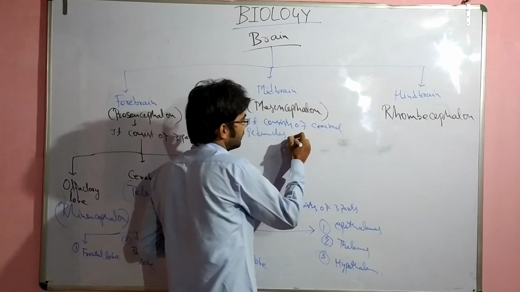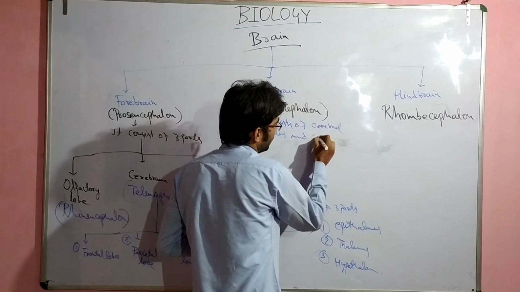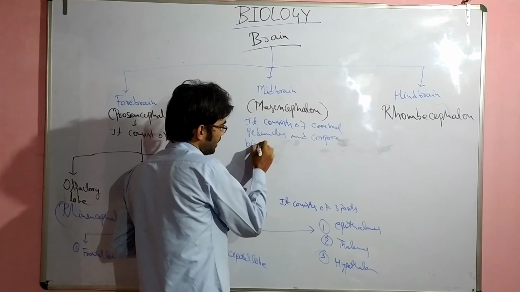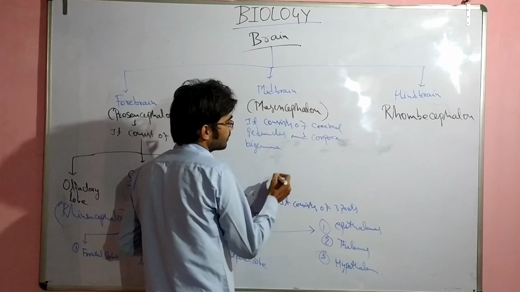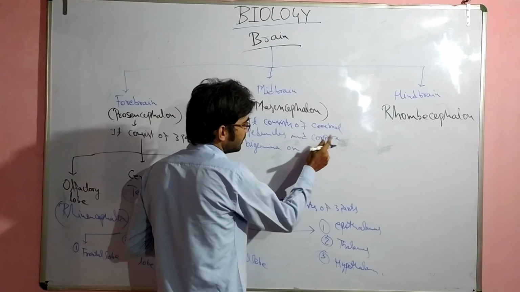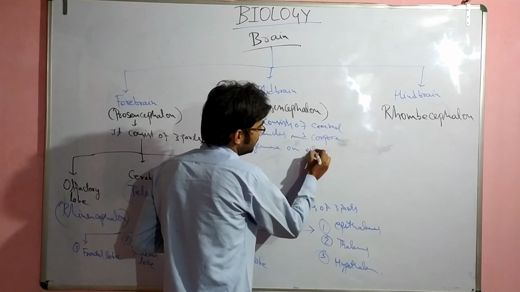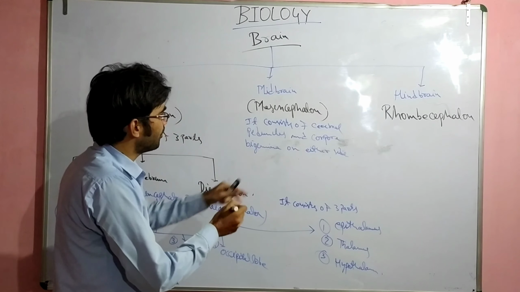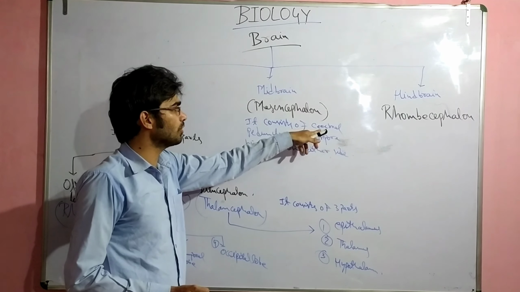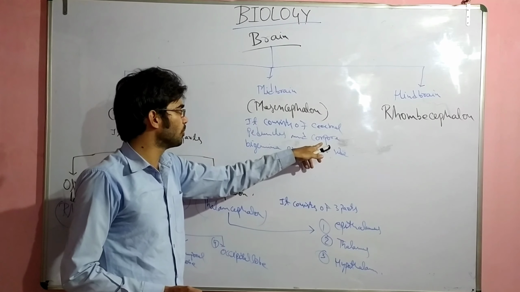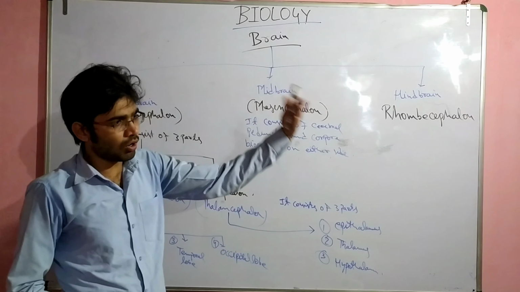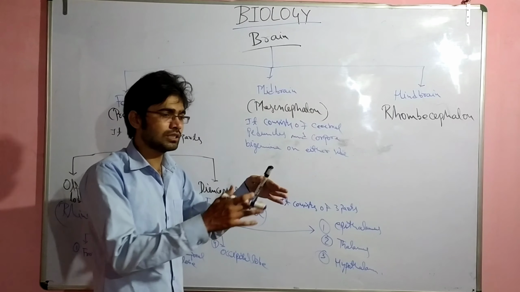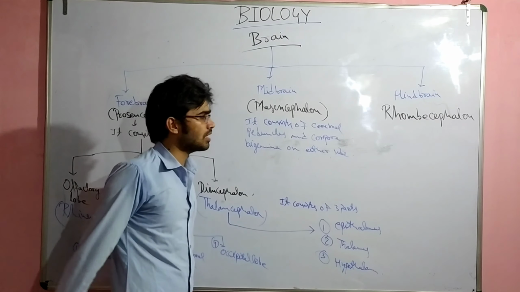and corpora bigemina on either side. The cerebral peduncle lies on the ventral side, and the corpora bigemina on the dorsal side, and they are two in number, situated on either side.